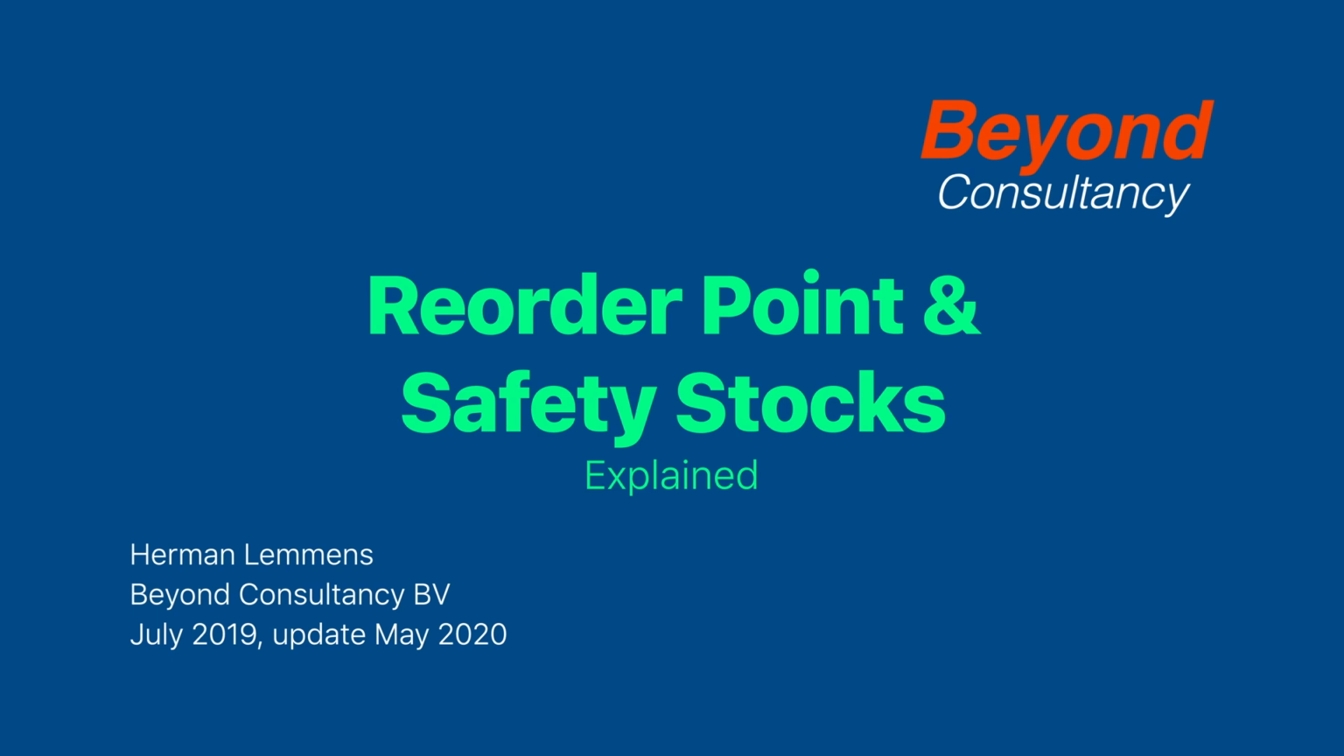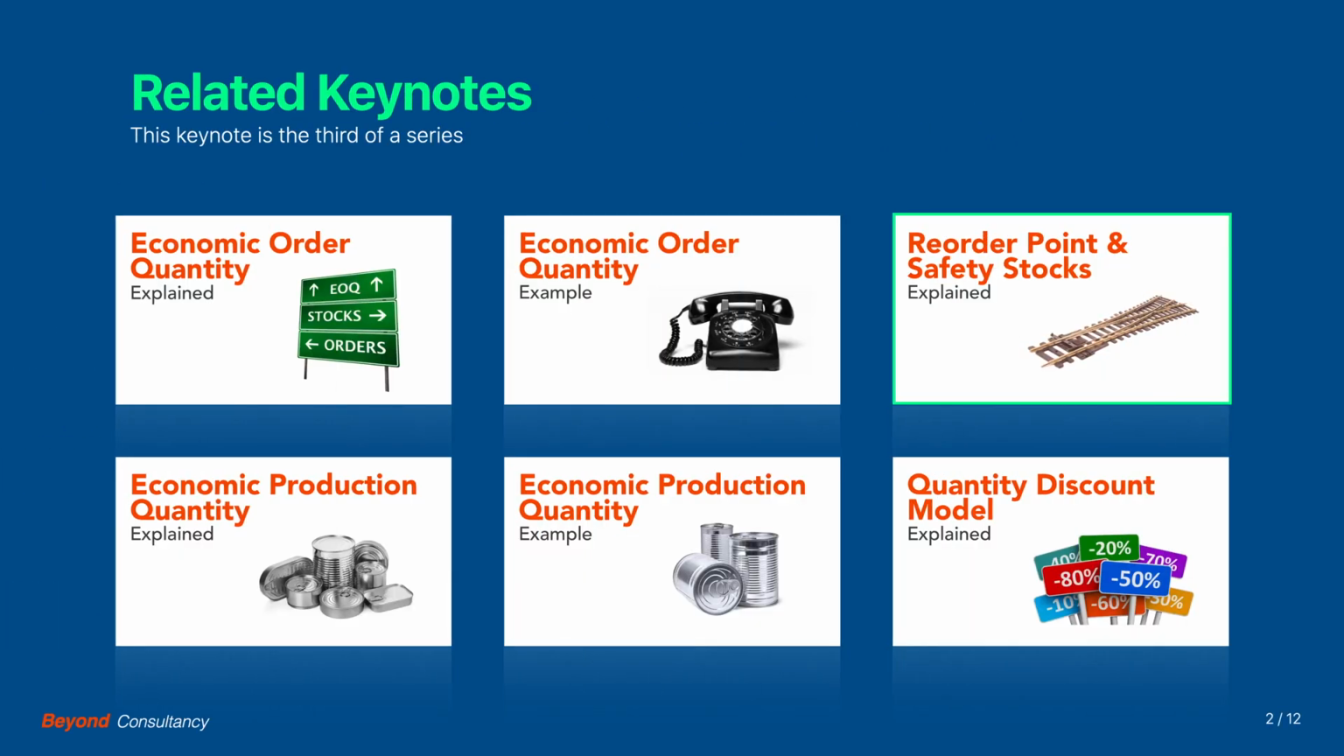In this keynote, we will explain the reorder point and safety stocks. This keynote is the third of a series. In the first two keynotes, we discussed the economic order quantity. In case you didn't see them, it may be a good idea to take a look before you continue with this one. In the remaining keynotes, we will discuss other order size optimization models. But let us continue with this keynote.